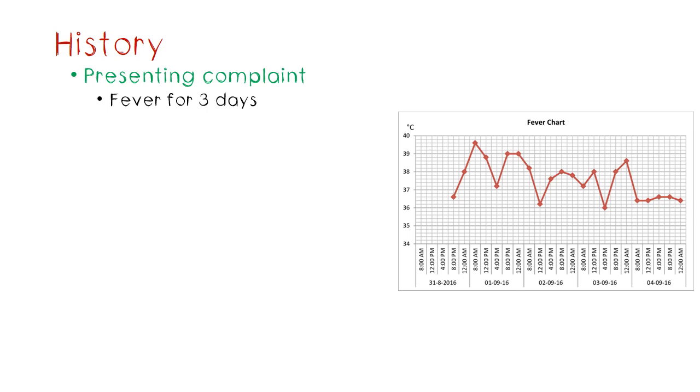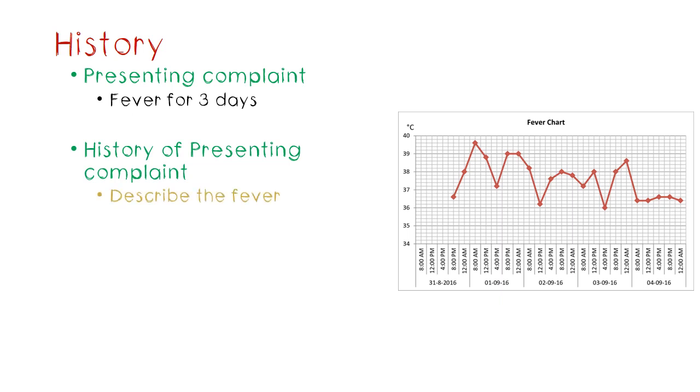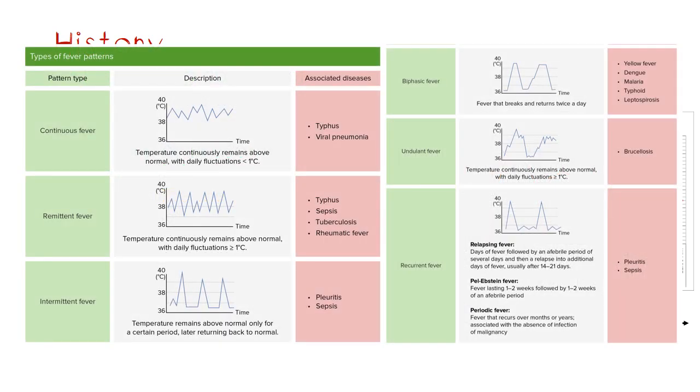Let's start from the history. As always, we start with the presenting complaint. In a case such as this, the presentation would be fever for a short duration. Then we move on to the history of the presenting complaint, where we describe the fever. We need to ask when the fever started, how long the fever lasted, and the type of fever. There are many types of fever, as you can see in this table, and depending on the type of fever, we may be able to get some idea about the disease.